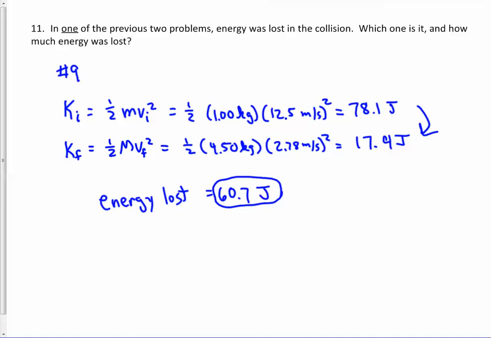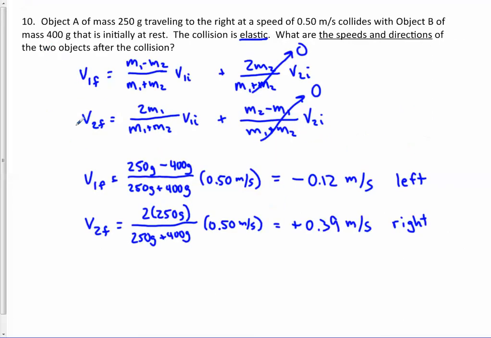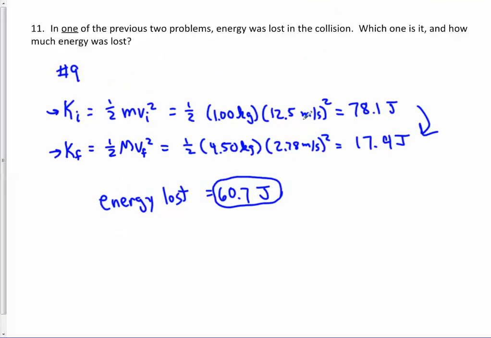All right. By the way, if you did exactly this calculation for number 10, initial speeds, do one half mv squared on object A and object B. Well, object B wasn't moving. But then final speeds, do 1/2 mv squared for object A and object B. Put them together. You will find that they have exactly the same amount of kinetic energy before the collision as after the collision. And therefore no mechanical energy will have been lost. So that was built into these formulas to make that happen. All right. Okay, so that's the answer to number 11.